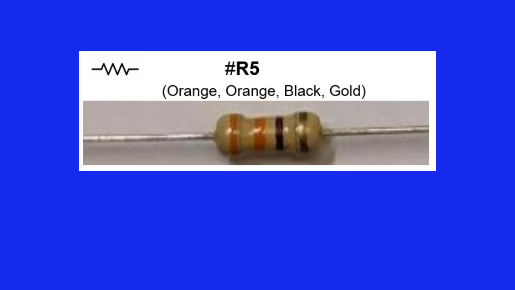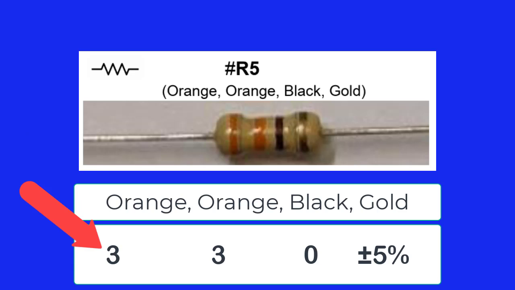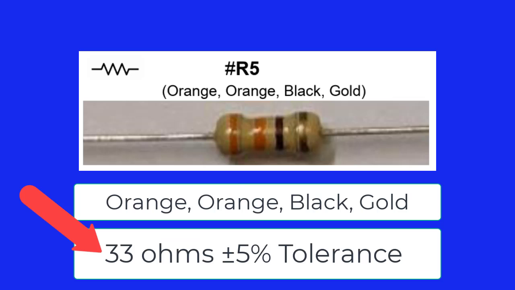The color bands on this last resistor in this practice lesson are orange, orange, black, gold. That gives us 3, 3, 0 with a tolerance of plus or minus 5%. And that gives us a resistance value of 33 followed by no zeros. So we have 33 ohms.